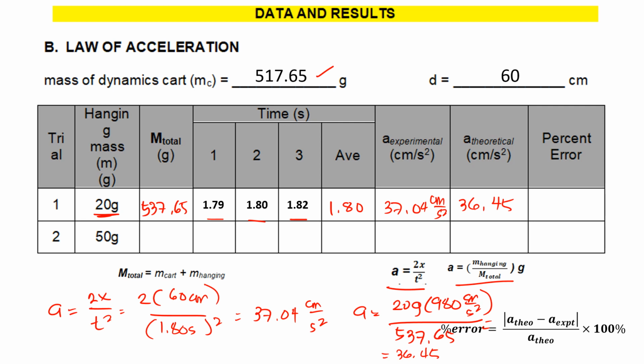Then let's compute the percentage error. We have 37.04 minus 36.45, and then divided by the theoretical value, 36.45, multiplied by 100. This is equal to 1.618, or 1.62. So the percentage error here is 1.62. This is the last part of experiment number 2.